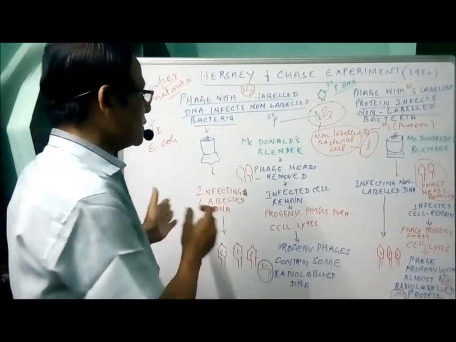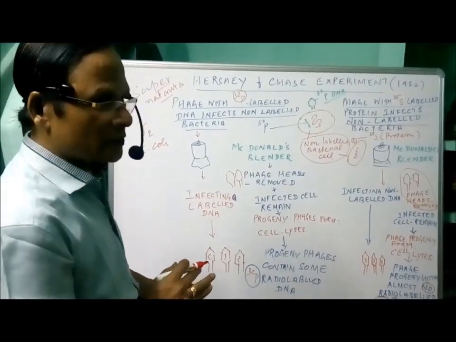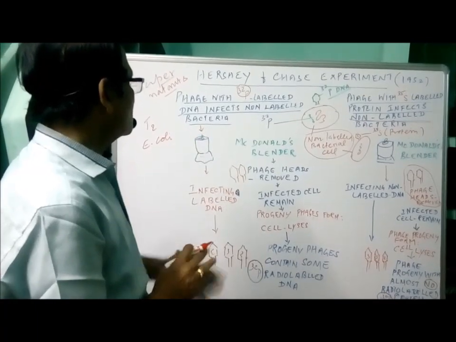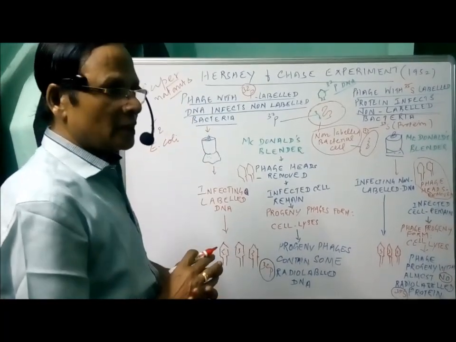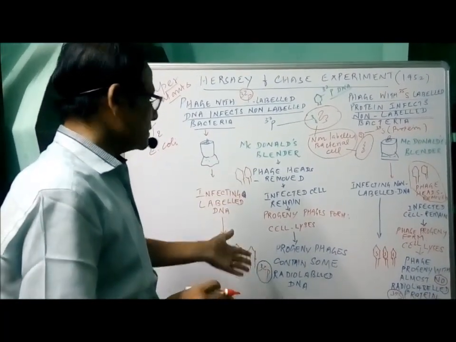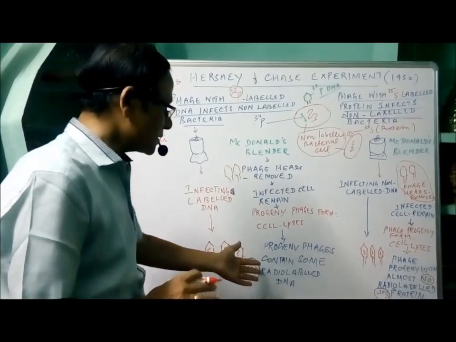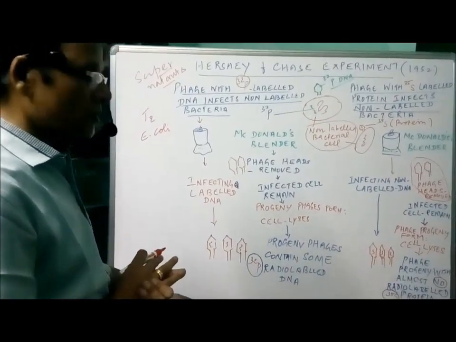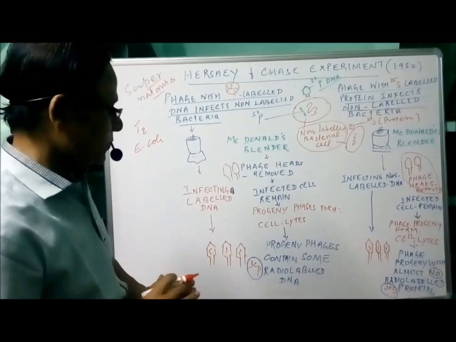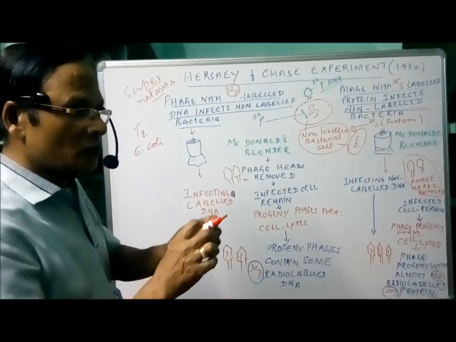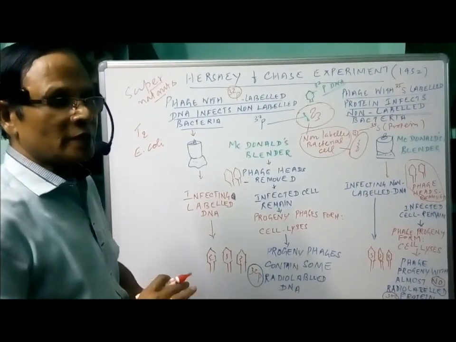So from these two tracks of experiment: in one track, the phage with S35, the protein coat, was labeled. In another track, a phage with P32 phosphorus-labeled DNA was allowed to infect. So this is the experiment. No protein coat entered the cell, only the DNA entered and caused the production of progeny with radio-labeled DNA and not progeny with radio-labeled protein. The protein is left outside. It is only the DNA alone that enters the cell. That is why the resultant phages have P32 DNA.